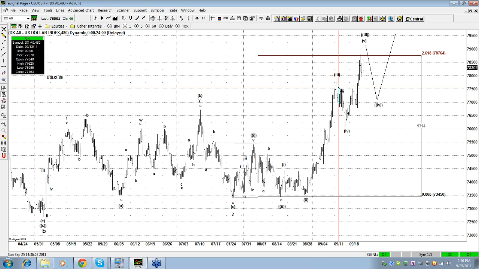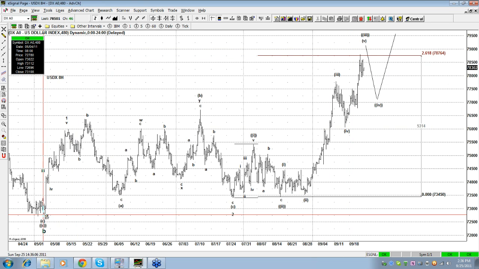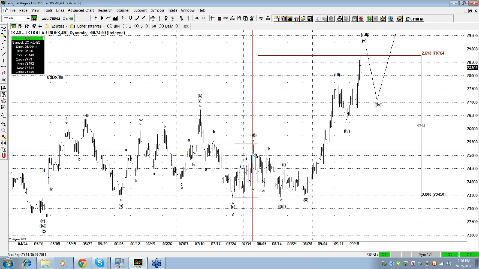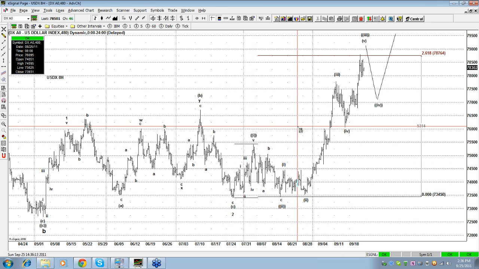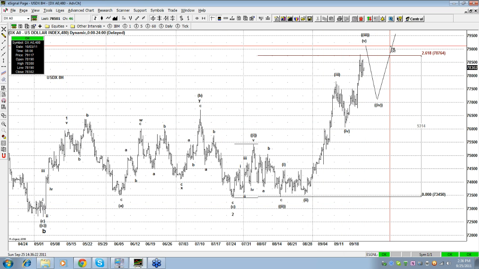This move, this high right here, is the 1.618 of this, and it's the 261 of this. So if overlap right here at 76 and change, which one? 1, 2, 3, 4, and 5?